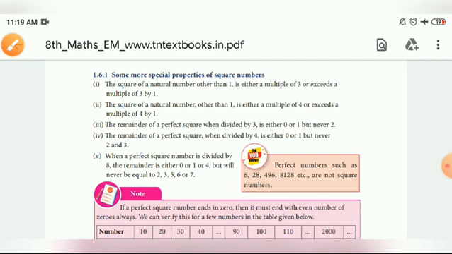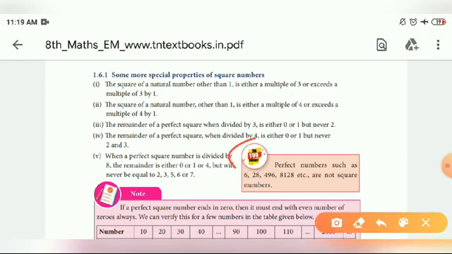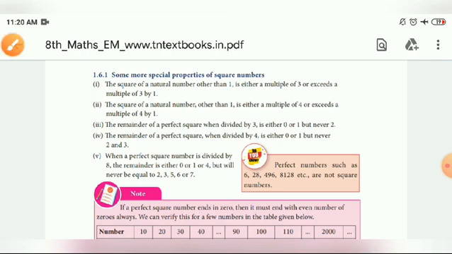Just listen to the Do You Know section. Perfect numbers such as 6, 28, 496, 8128, etc. are not square numbers. You remember what perfect numbers are? If you want to know, just recall your 7th standard books or ask your math teacher what a perfect number is, and they will explain.